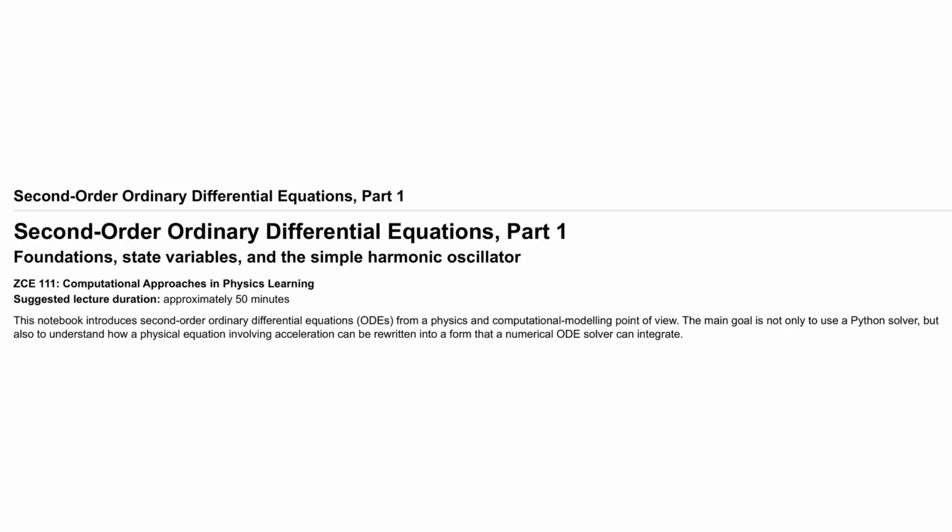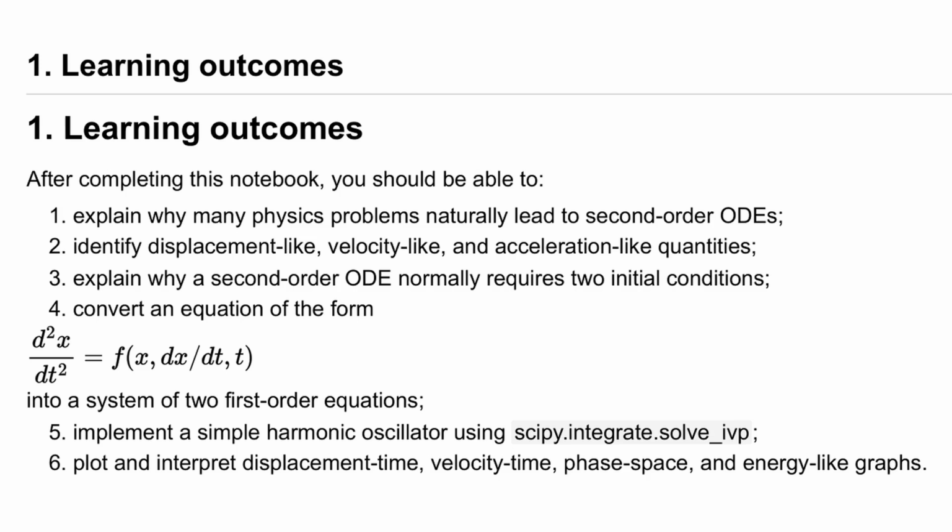Welcome, everyone. Today we are starting our look at second-order ordinary differential equations. We will focus on the foundational physics, how we define state variables for computation, and use the simple harmonic oscillator as our primary example. By the end of this session, you will understand why physics naturally leads to these second-order equations. You will be able to identify displacement, velocity, and acceleration in a computational context, and learn the standard procedure for converting one second-order equation into a system of two first-order equations that our Python tools can handle.